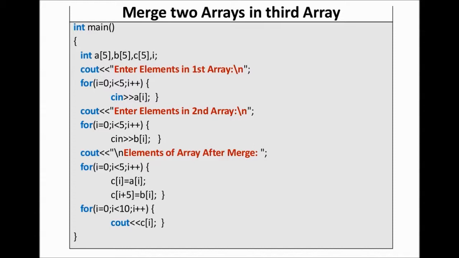Here, every time this loop is executed, the index value i is incremented, and the next index values of array a and b are stored in the third array c. After that we use a for loop to display the values stored in the c array, as the c array stores 10 values. So we write for i is equal to 0, i less than 10, i plus plus, and then we use cout object to display the values of the c array one by one.